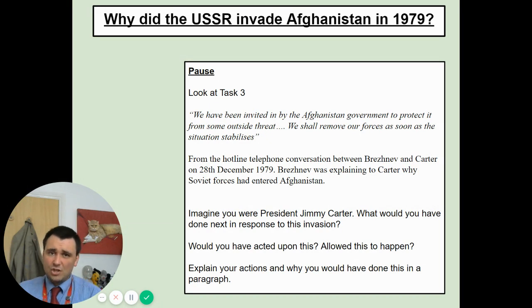I want you to imagine you are President Jimmy Carter. What would you have done next in response to this invasion? What would your actions have been? Would you have acted upon this? Would you have sent your troops into Afghanistan to protect the oil fields? Would you have allowed this to happen? Try and keep détente going? Assume that they are telling the truth and they will leave Russia and then not after the oil fields at all? Have a think. And what would you have done? Write it down for me. Explain your actions and why you'd have done this in the paragraph.